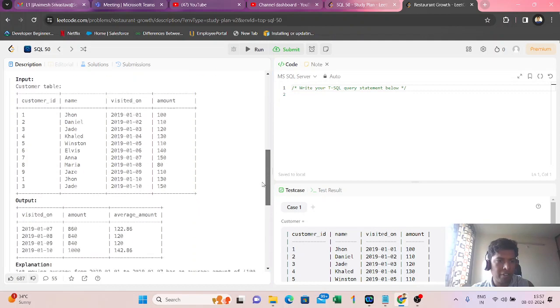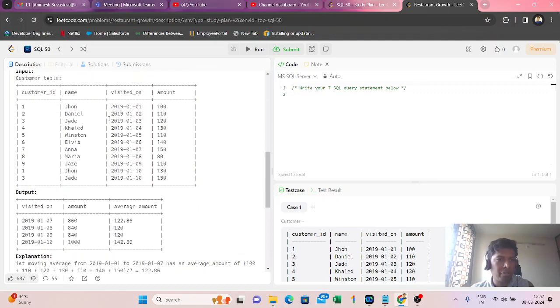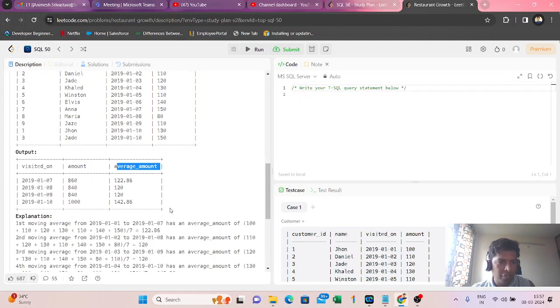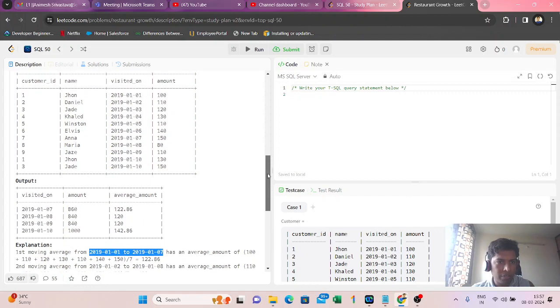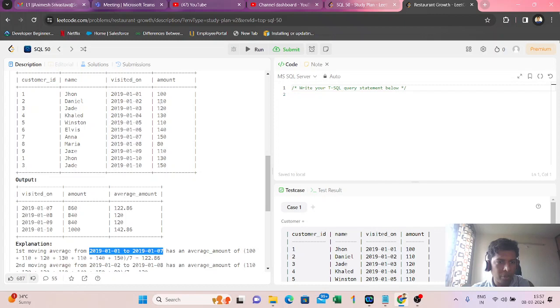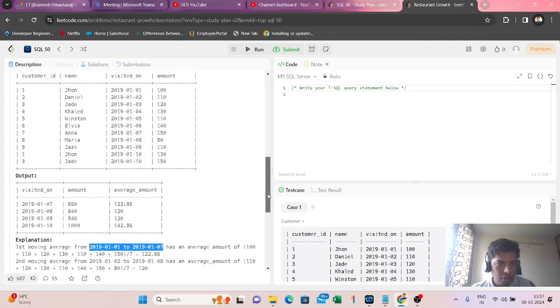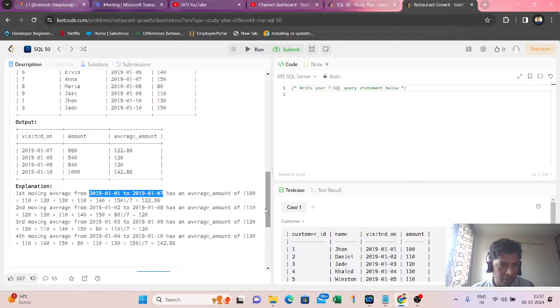Now let's see the example that they have given. There would be three columns in the output. First would be visited on, second would be the cumulative sum of 7 days, meaning the current day and 6 days before the current day. So total 7 days including the current day, and third the average amount of those days. The first moving average is from 2019-01-01 to 2019-01-07. Total 7 days, right? So they will calculate the data from 1, 2, 3, 4, 5, 6, 7: 100 plus 110 plus 120, 30, 40, 50 divided by 7. Hope you have understood the 7 days total.